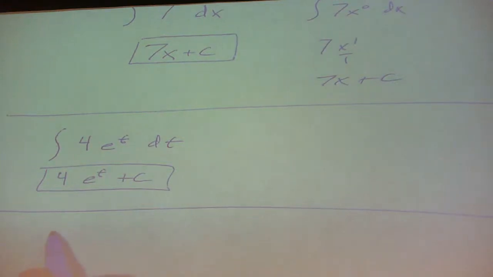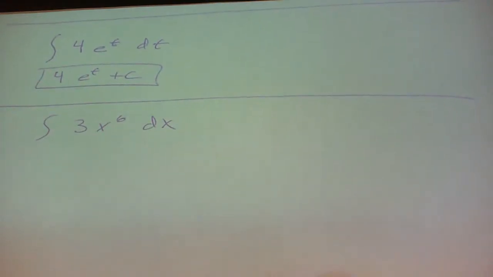Okay? Next one. Integral of 3x to the 6 dx. Again, I'll give you a minute, then I'll go over it. The more we do, the better you'll get. And remember, all of these you can check by taking the derivative. I'm not going to check every single one, but know that if you took the derivative of it, you would get the original back.